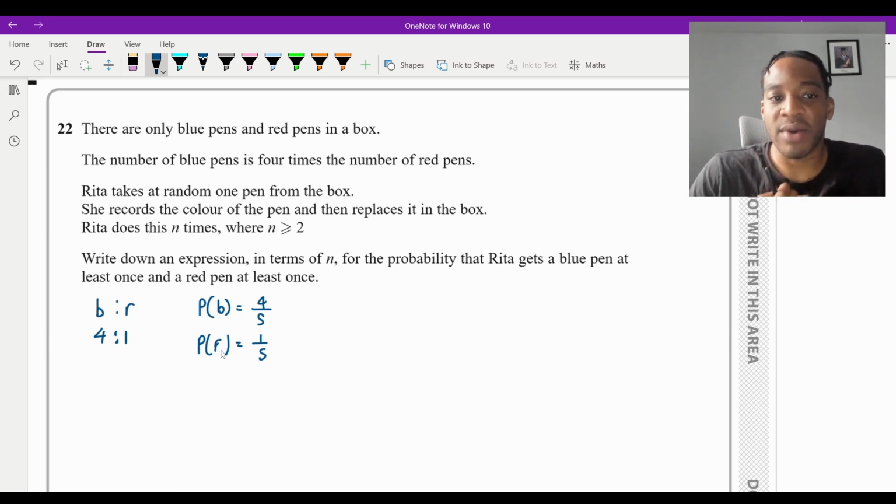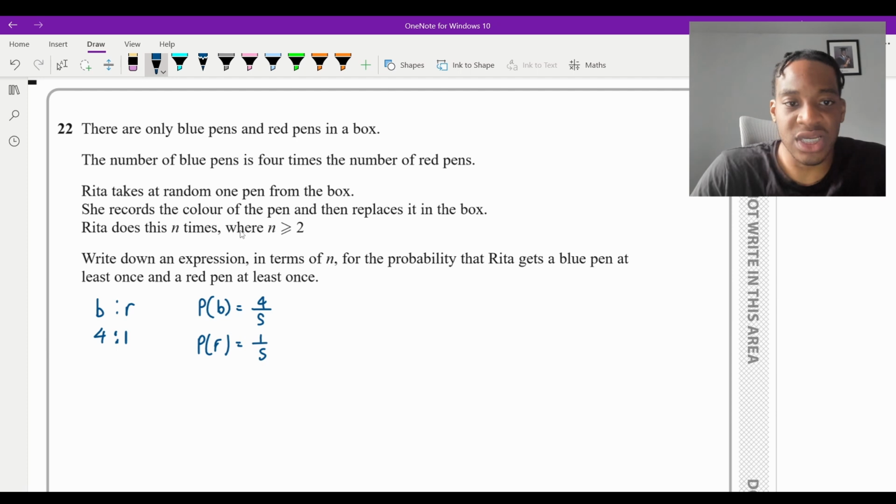It says she takes out random 1 pen from the box, she records the color of the pen and then replaces it, right? And she does this n times, where n is greater than or equal to 2. So what I would do is try and formulate a pattern. We're looking for the probability that she gets a blue pen at least once and a red pen at least once, which is pretty much the same as 1 of each, right?